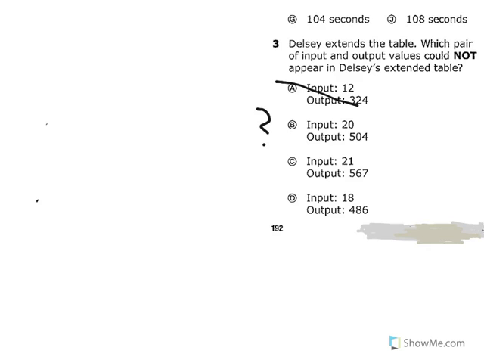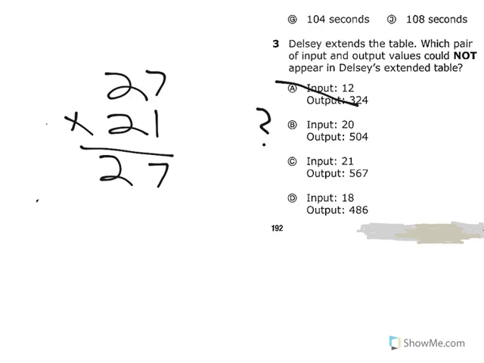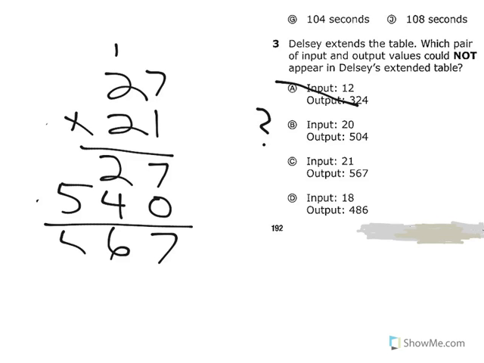Okay, so the next one I'll do is 27 times 21. 1 times 7 is 7, 1 times 2 is 2, 0 to mark my place value. 2 times 7 is 14. 2 times 2 is 4, plus 1 is 5. That's 7, that's 6, that's 5, so 567. So that would be on my table, so I can eliminate that one.